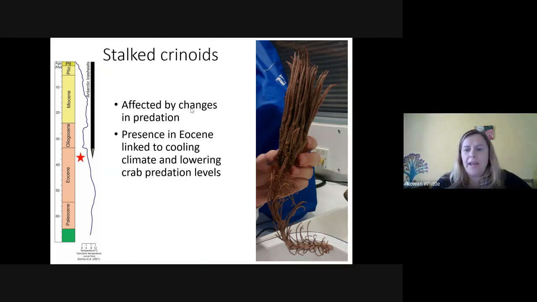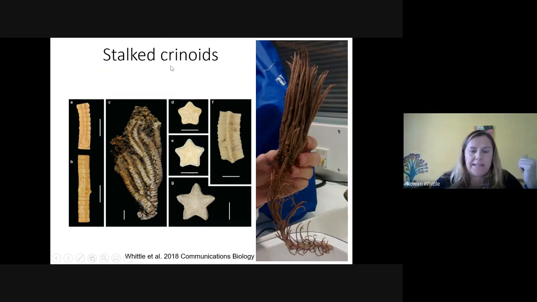Stalk crinoids generally today live in deeper water. They avoid shallower waters where there's higher crab predation. So if you're finding crinoids in shallow waters, it suggests that they're safe to live there, that there aren't any crabs. And as I said, their presence in the Eocene has been linked to cooling climate and lowering crab predation. So we documented the fossil record of stalk crinoids for the whole of the Southern Hemisphere. This included new samples, including three new species from Antarctica and from sites all over southern Australia. And this just shows some of the new species that we're describing at the moment.